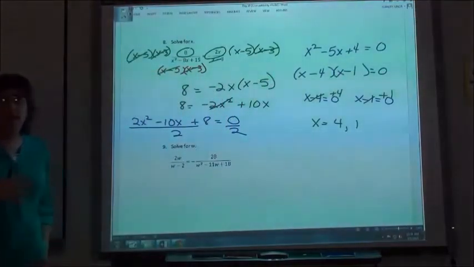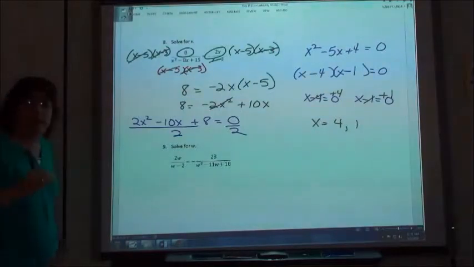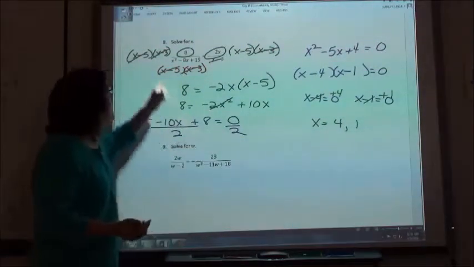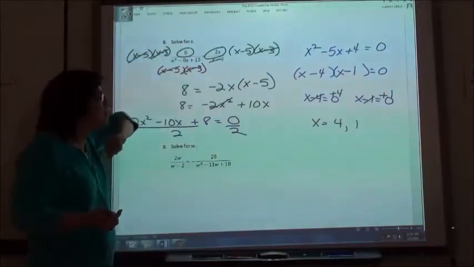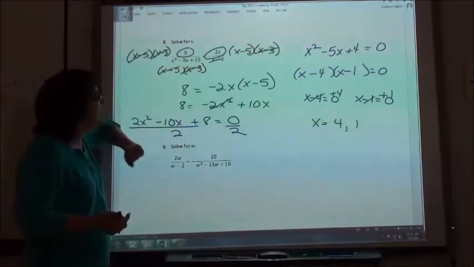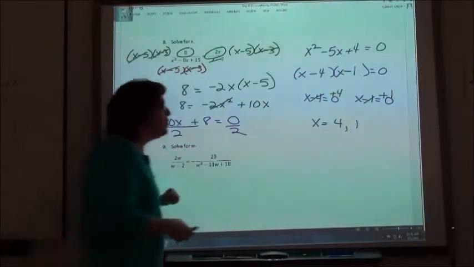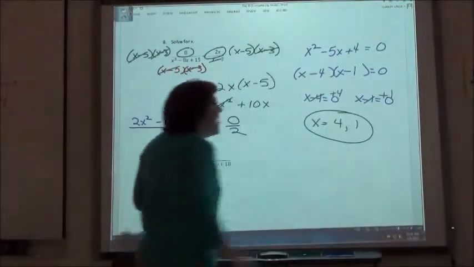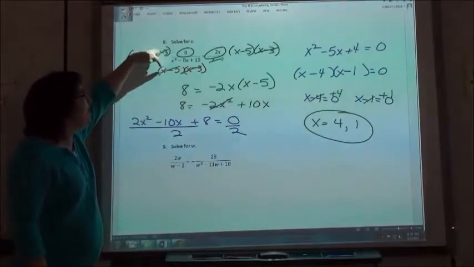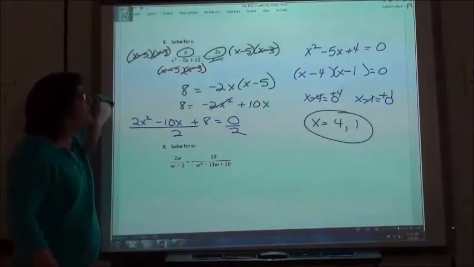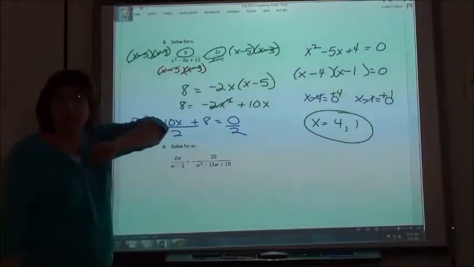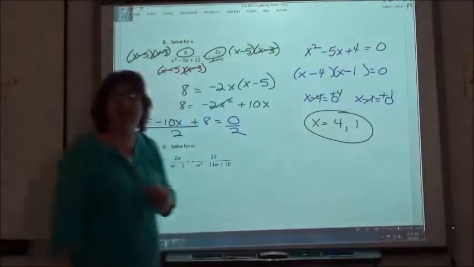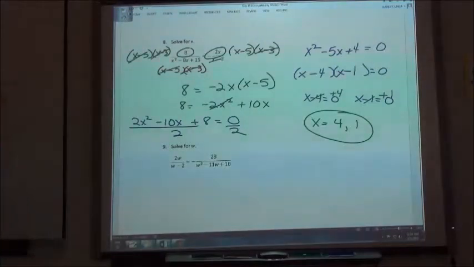Again, we always have to check our fractions to make sure we don't get 0 in the bottom of the fraction. 4 minus 5 is -1. 4 minus 3 is +1. 1 minus 5 is -4. 1 minus 3 is -2. Both of those are okay. I couldn't have 5. 5 minus 5 is 0. Or 3. 3 minus 3 is 0. I don't have a 5 or a 3, so both of my answers are good. So x equals 4 or 1.